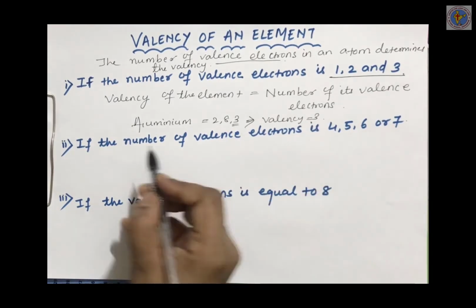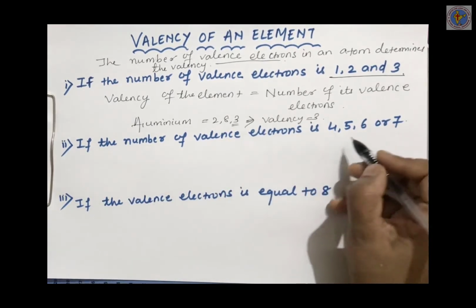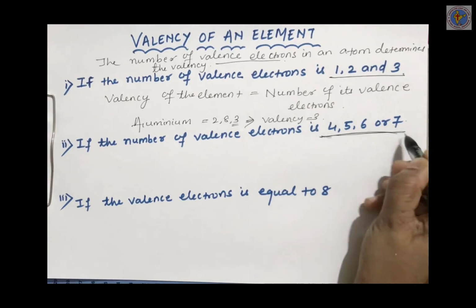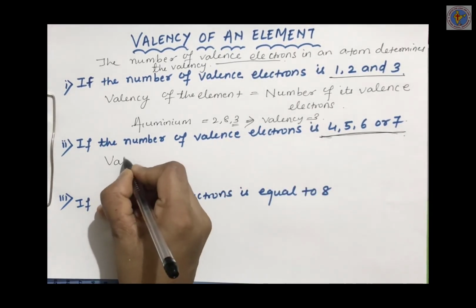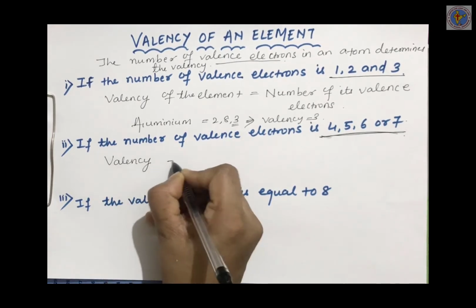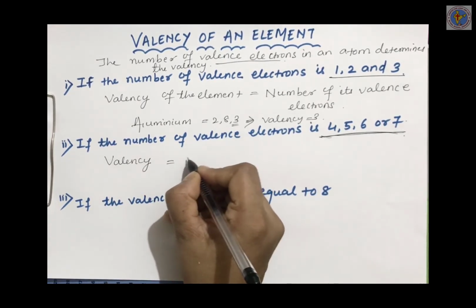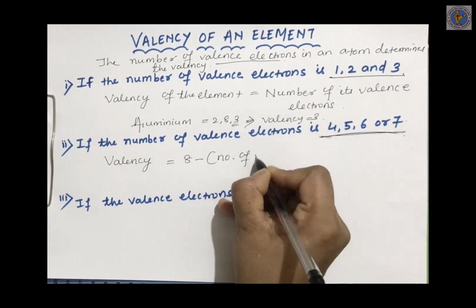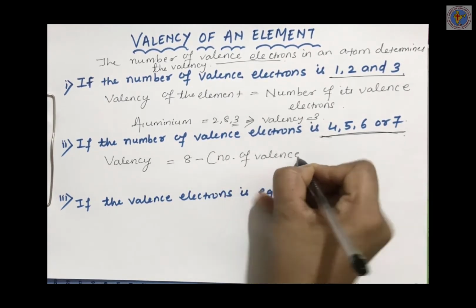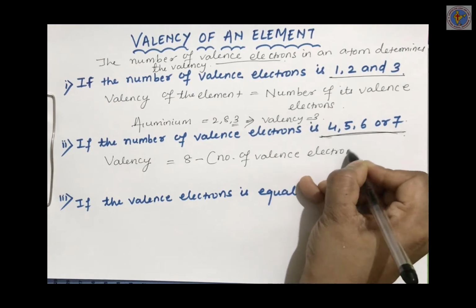Okay, similarly, if the number of valence electron is 4, 5, 6 or 7, in that case, valency can be found out by this formula, that is valency is equal to 8 minus number of valence electron.